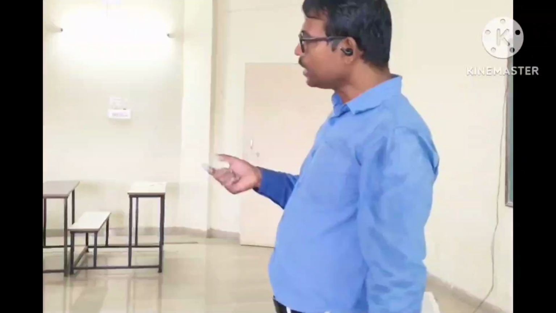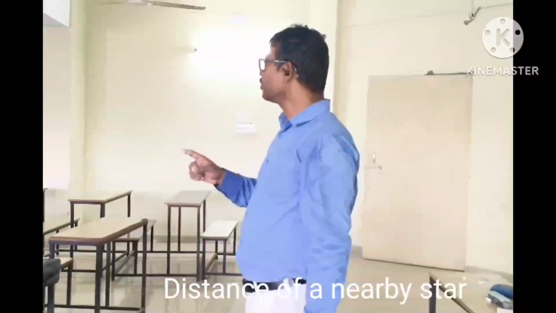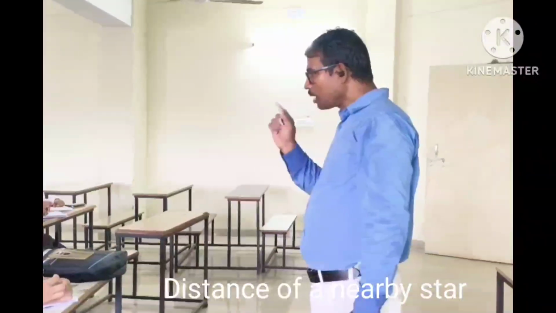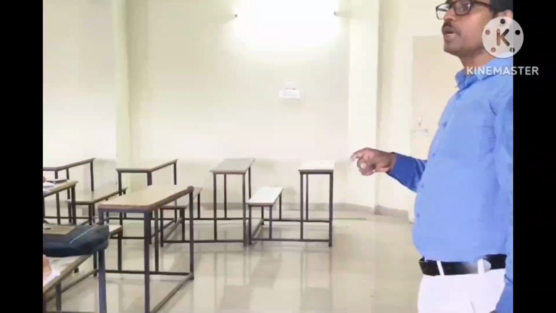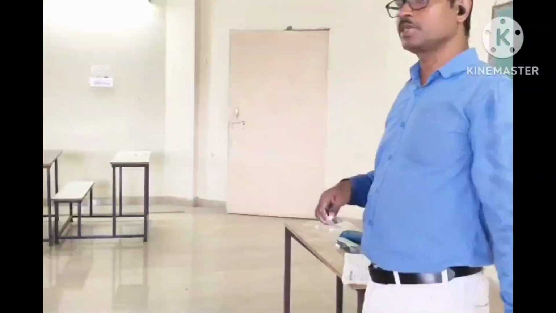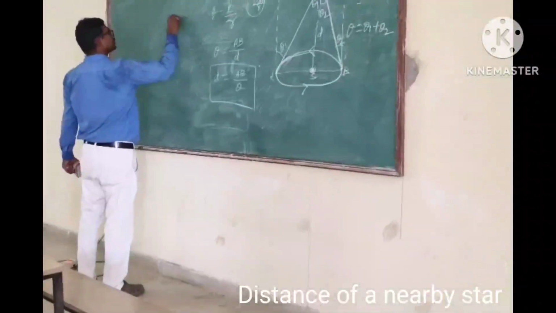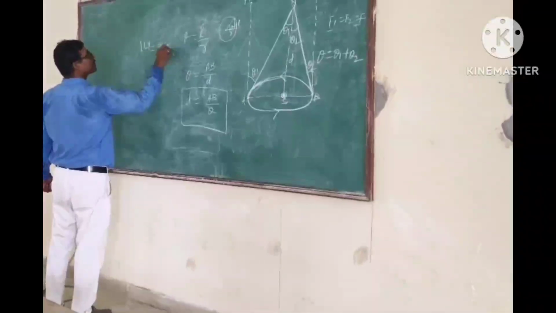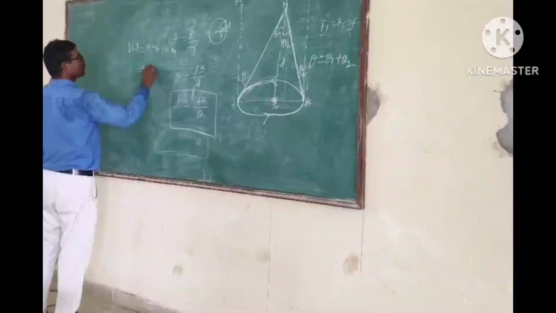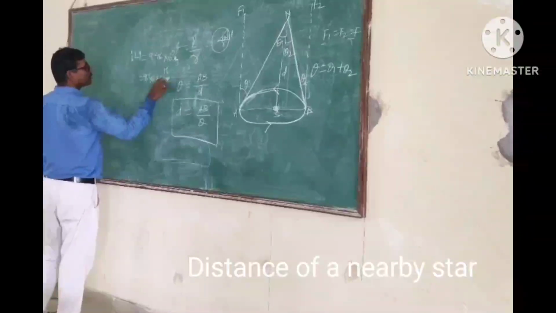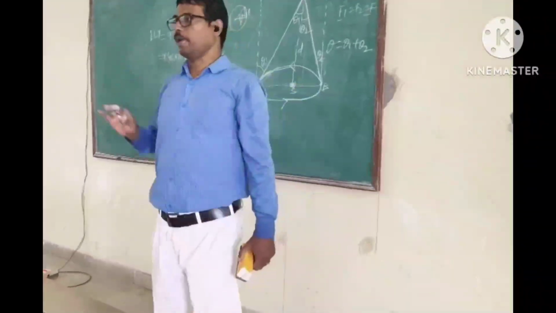Light year, what is a light year? A light year is a unit of distance. It is the distance traveled by light in vacuum. The velocity of light is 3 lakh km per second. So 1 light year is equal to 9.46 into 10 to the power 12 kilometer, or 9.46 into 10 to the power 15 meter. Remember that. When it is less than 100 light years, you can apply this. Okay, thank you.